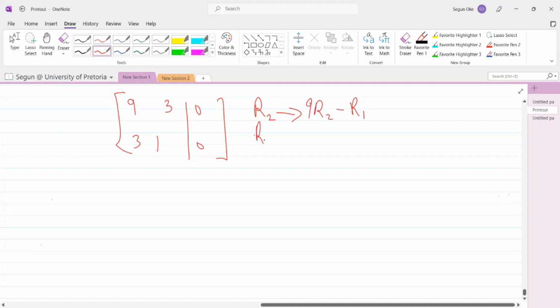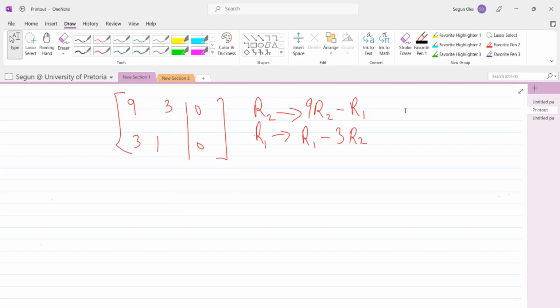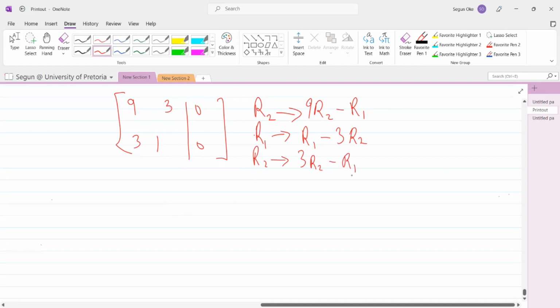R1 is R1 minus 3R2. Okay. Musa, which operation did you use? The first one I just called R2 equals 9R2 minus R1. Okay. Titus? Yes, R2 is equal to 3R2 minus R1. Okay. Francis? I used the same thing as Deborah, R1 minus 3R2.